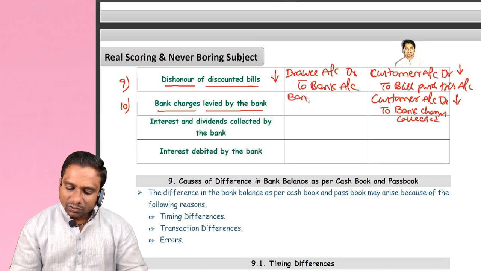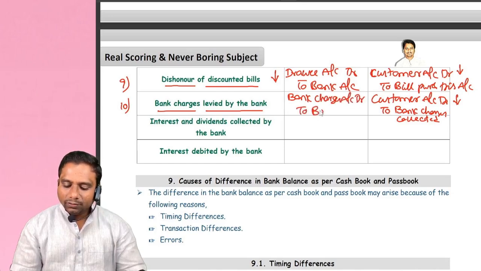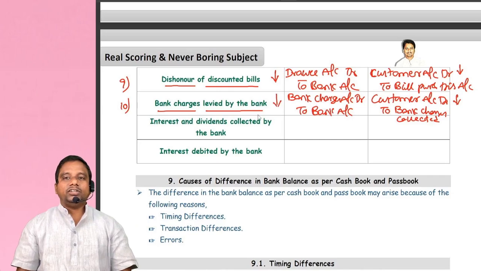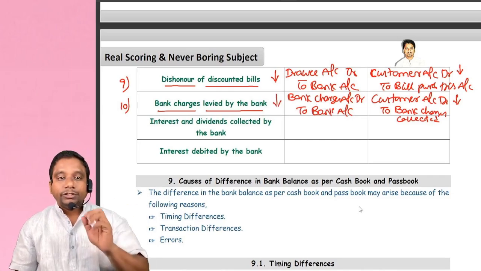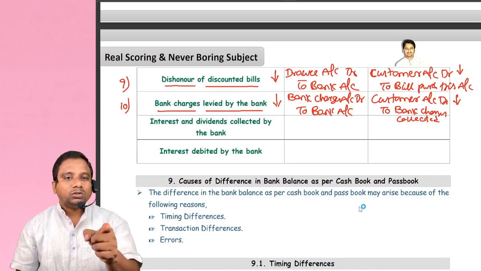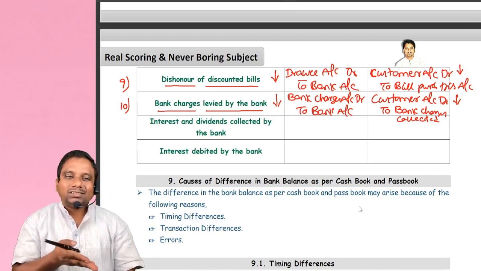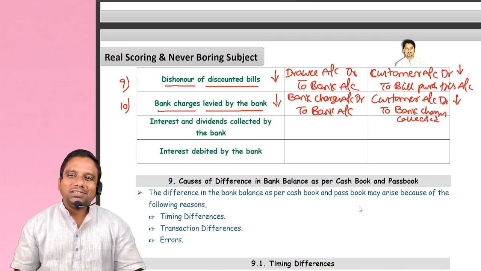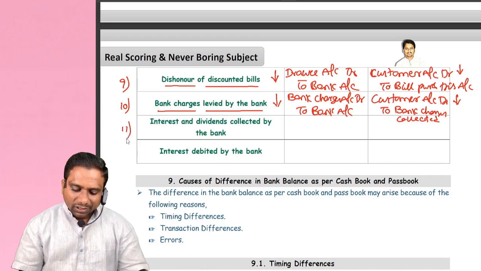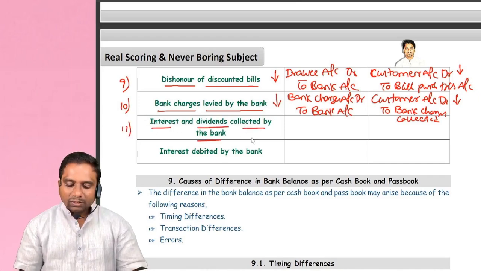Bank charges account debit to bank account. So after recording this transaction in our books, our balance also gets reduced. Suppose you didn't write this transaction, then automatically as per your books, the bank balance shows less compared to the passbook balance. In the passbook it is showing more, na? Yes. Next one, interest and dividends collected by the bank.